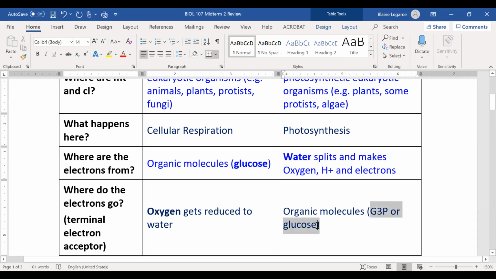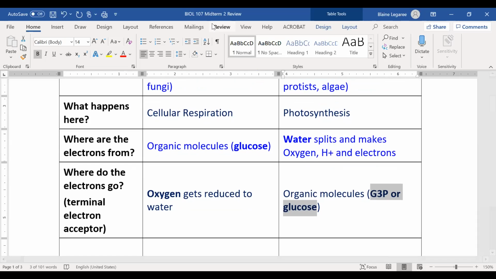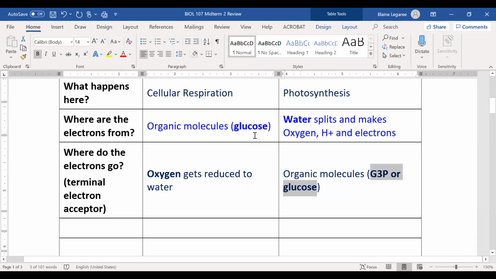Okay, so there's one way that these things are different. In respiration, we're oxidizing something, and the electrons end up in water. In photosynthesis, we're reducing something, so we're taking the electrons from water. So like I said, it's kind of an opposite process.